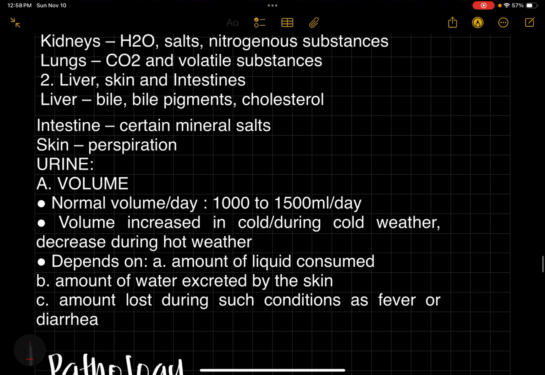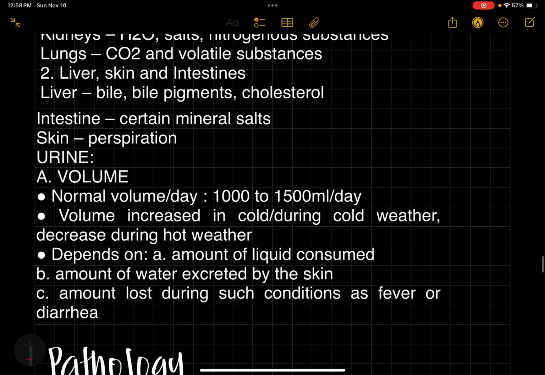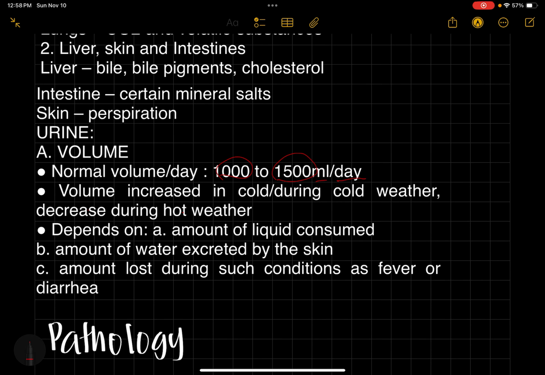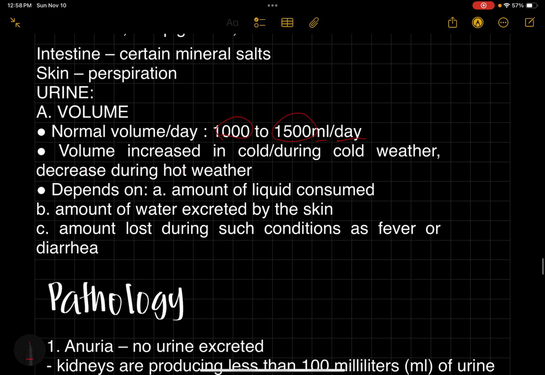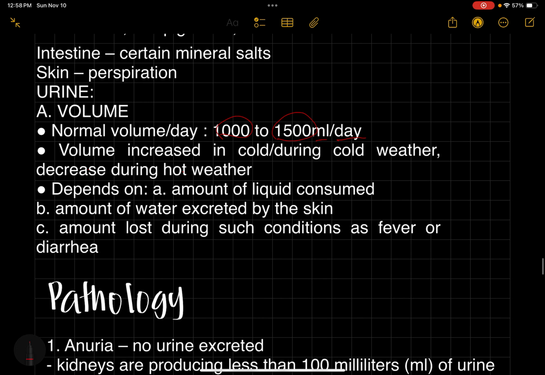In the urine, we have volume. Normal volume per day is 1,000 to 1,500 ml per day. Volume increase in during cold weather, decrease during hot weather. Ang aton nga pag-release ang aton nga urine. So, the amount of water excreted by the skin, amount lost during such condition as fever or diarrhea.